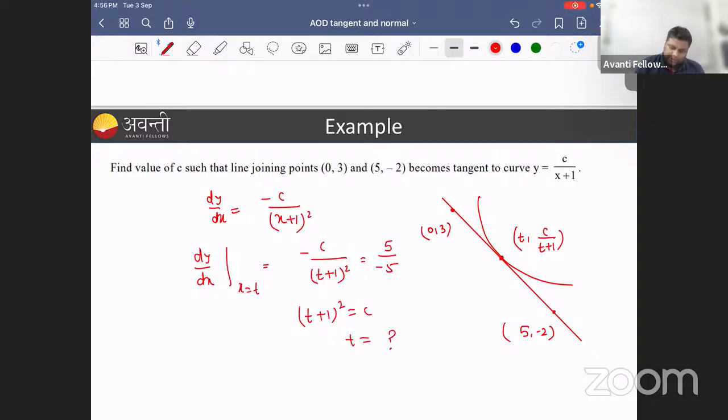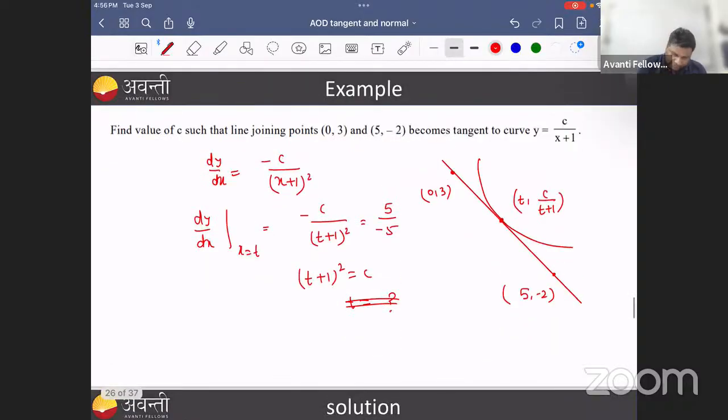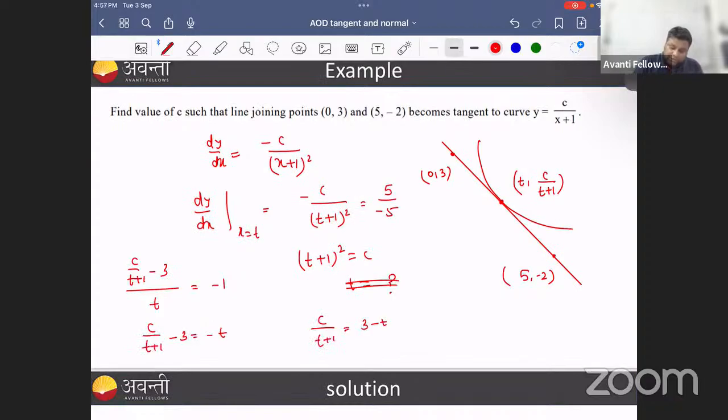All right. Just a moment. Slope of the line will be C upon t plus 1 minus 3, upon t. And this is also minus 1. So from this, C upon t plus 1 minus 3 is minus t. So C upon t plus 1 is 3 minus t. Got it? So C equals 3 minus t into t plus 1. Now we will solve these two equations and we'll get the value of C.